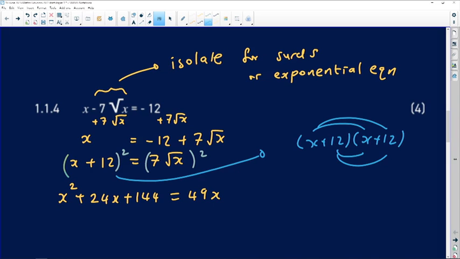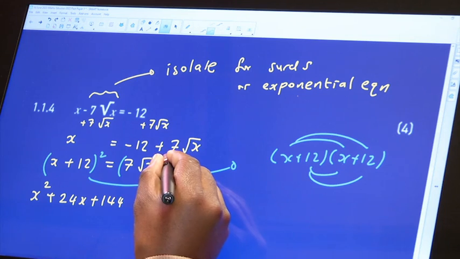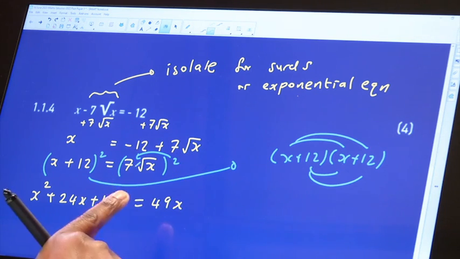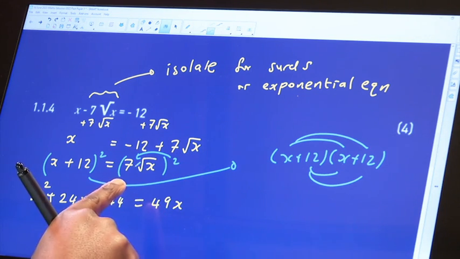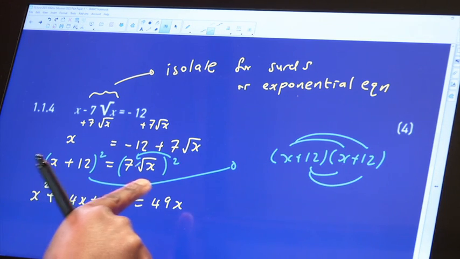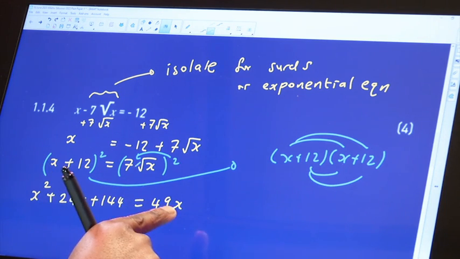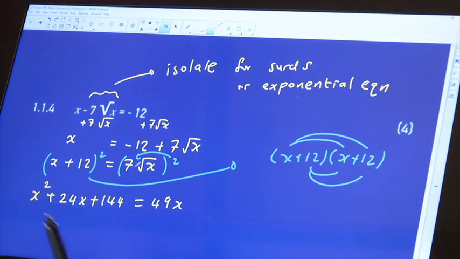And then, of course, on the right-hand side, when you square, you do not only square the square root, you must also square the 7. So you square the 7, you're going to get 49. And then you also square the square root of x. That's where x is going to come as our solution.